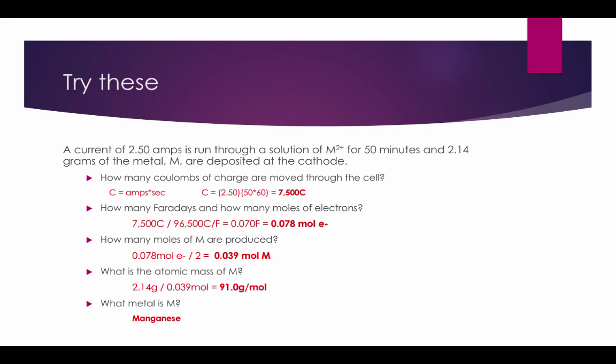Welcome back. Here's what you should have gotten. Notice in this case, our metal had a positive 2 charge. Therefore, for every 2 moles of electrons, we deposited 1 mole of metal. So we needed to divide our moles of electrons by 2 to determine how many moles of metal were transferred.